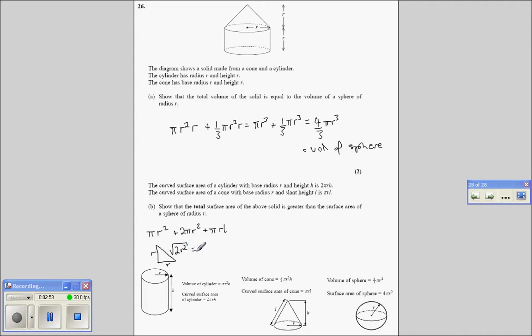That can be simplified as the square root of 2 times r. So using that fact for L, we can now simplify this to 3 pi r squared plus pi times r times L, which is root 2r, which becomes root 2 pi r squared. Pi r squared is a common factor here. So this is pi r squared times (3 plus root 2).